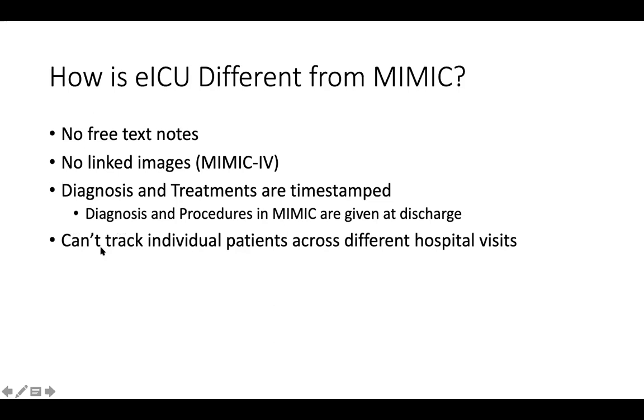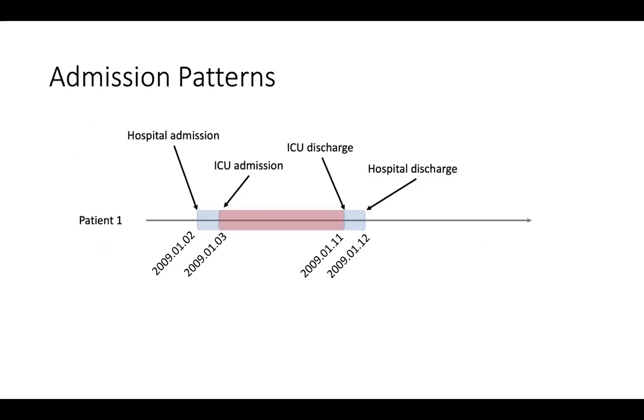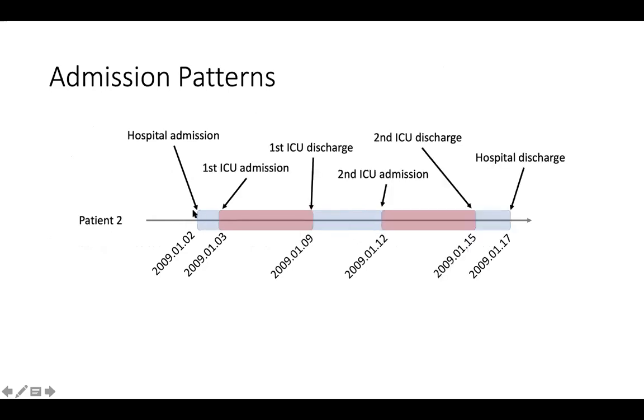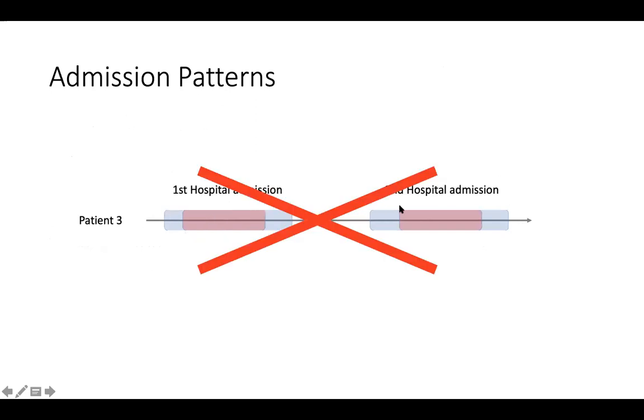And I think one of the major differences is that you can't track individual patients across different hospital visits. This is something you can only do with MIMIC-III. What I mean is that in eICU, this pattern is recognizable. You can reconstruct this entire time series using eICU. You can also reconstruct this entire information again using eICU, but this you cannot.